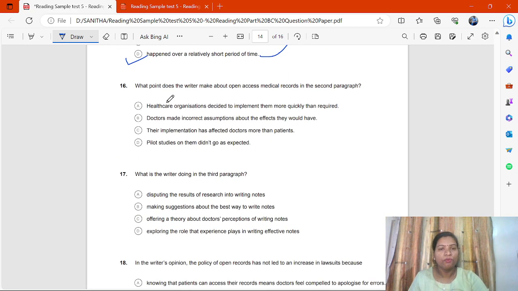Okay. Second question. What point does the writer make about open access medical records? Okay, we are going to find out about open access medical records in the second paragraph. Okay, in the second paragraph, we are going to find out the answers.